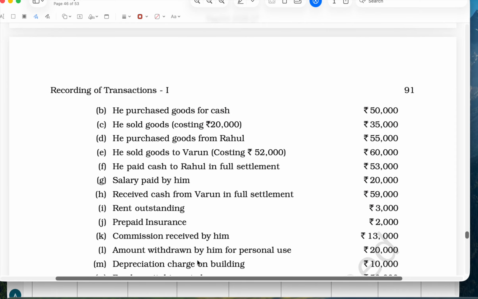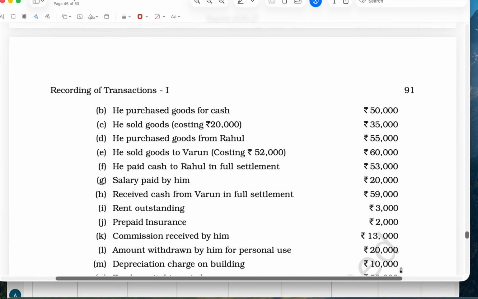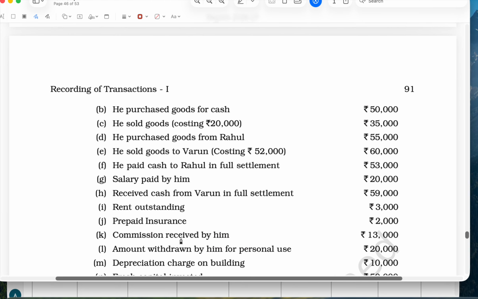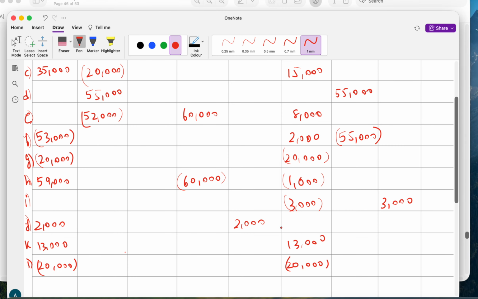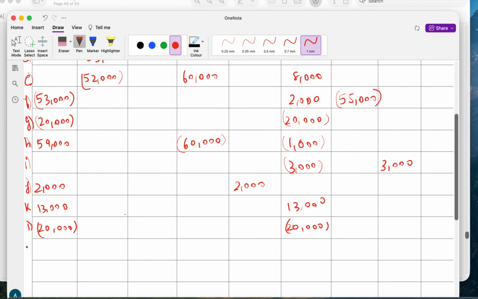Amount withdrawn by him for personal use 20,000. Okay, so L, 20,000 is being withdrawn from cash. So that's drawings, and that will be deducted from the capital, right? Depreciation charged on building 10,000. So where is the building here? Building is 1 lakh. So JKLM, the 10,000 is deducted from the building. That will also be deducted from the capital.